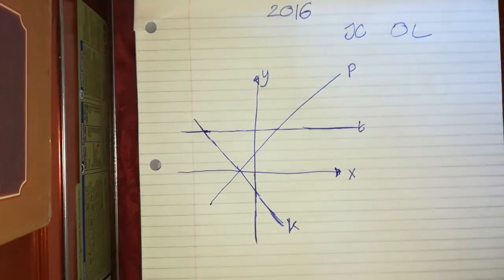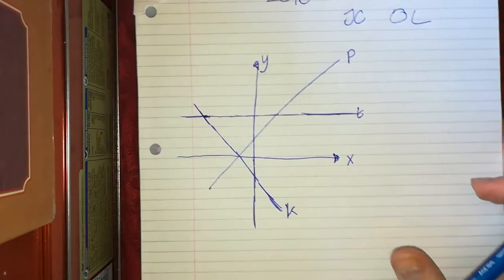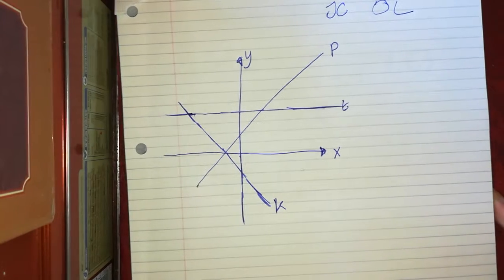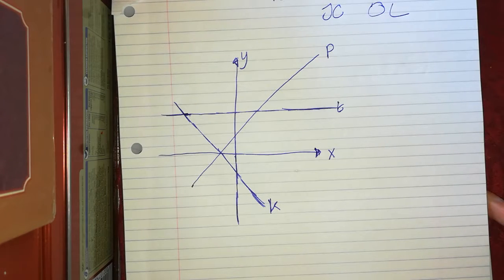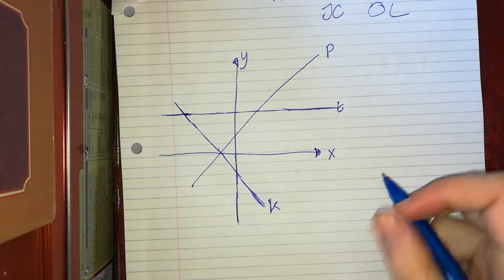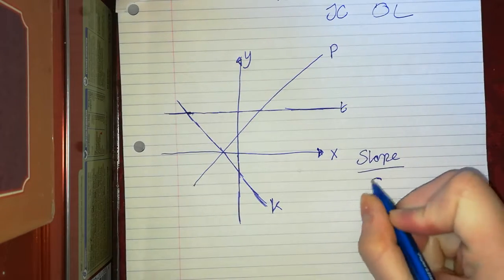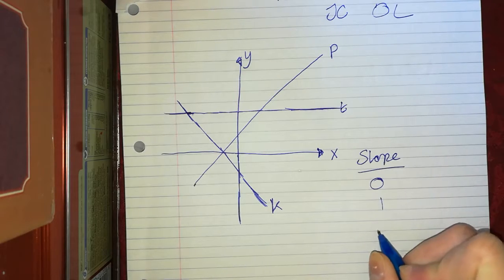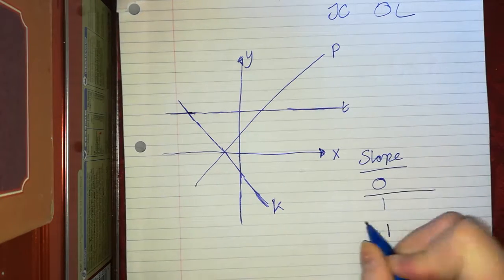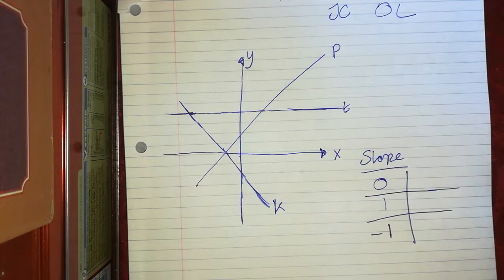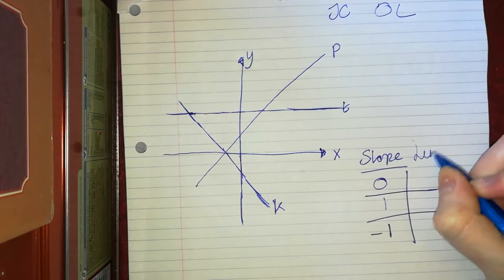So it says the coordinate diagram shows the lines k, t, and p. Write the letters to match its slope. So we have to match, so we're given a box here on the side, and one of them has a slope of 0, one has a slope of 1, one has a slope of -1. And then we have to match which line is which.